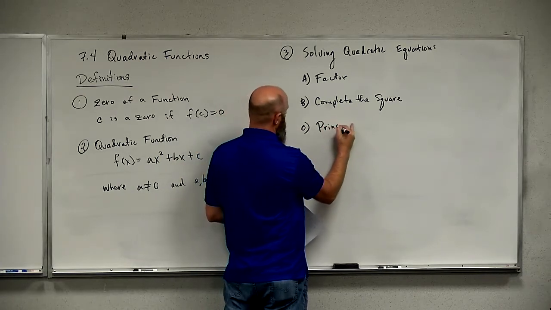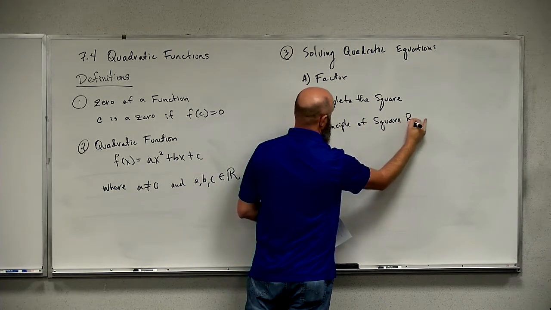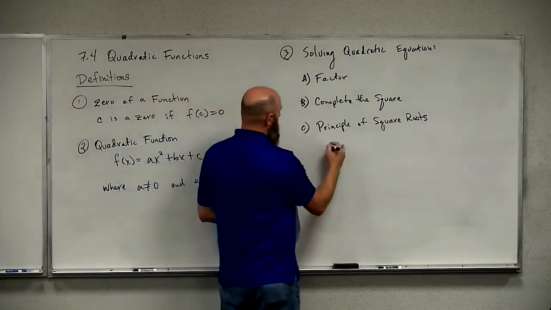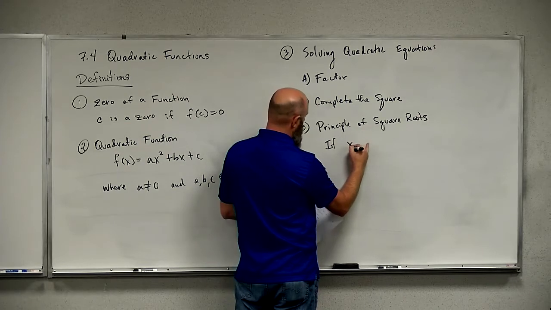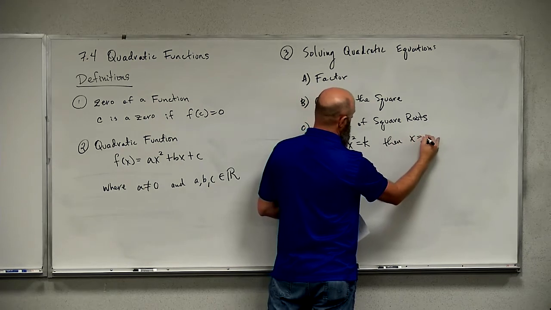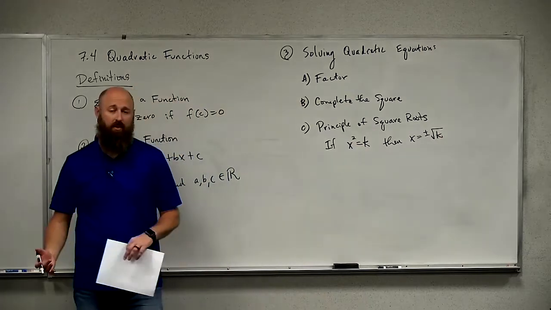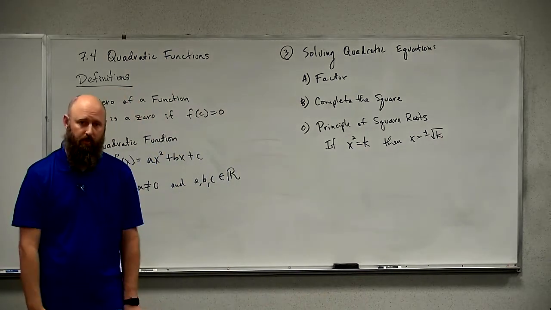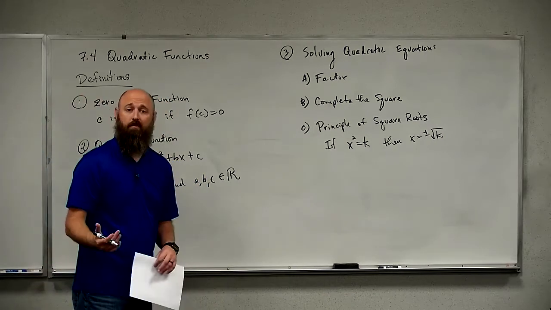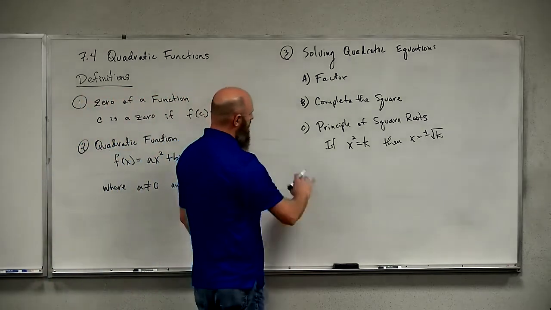The next one is called the principle of square roots. And that states if x squared equals k, then x equals plus or minus the square root of k, because we don't know what else is going on there. This is the case where we have to find all square roots. We can take the square root on both sides, but notice that our result is a plus or minus, either positive or negative. So we'll use that one.